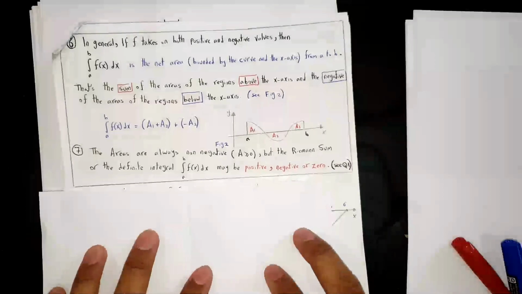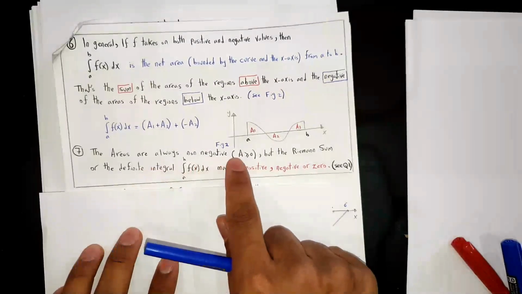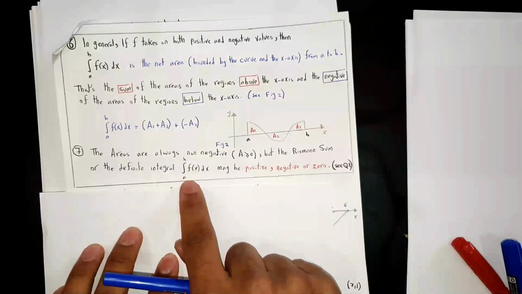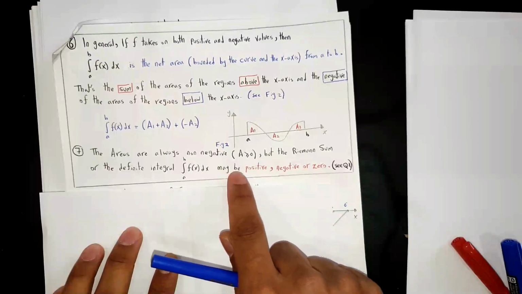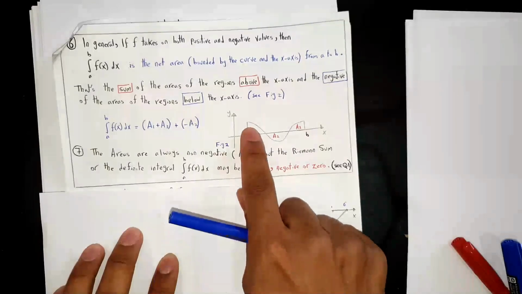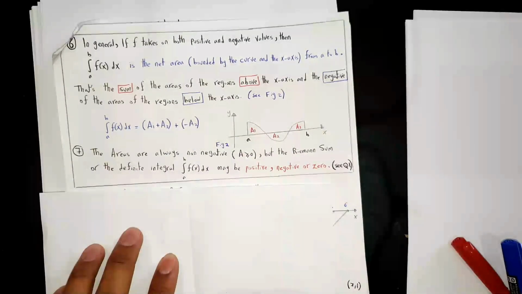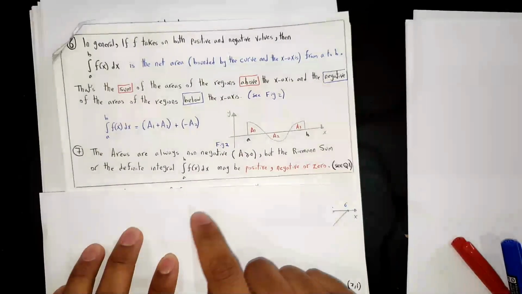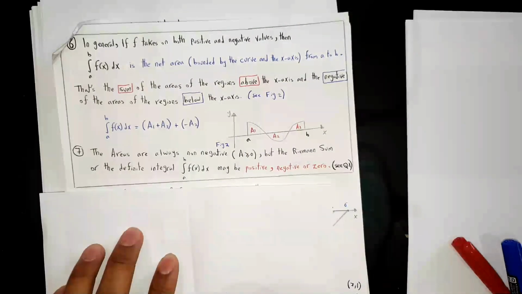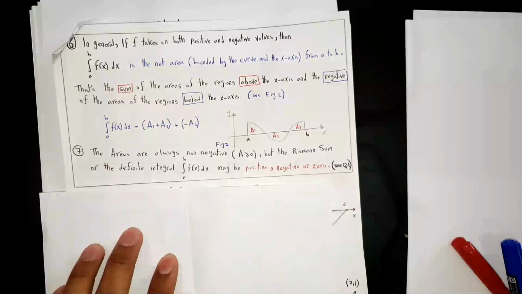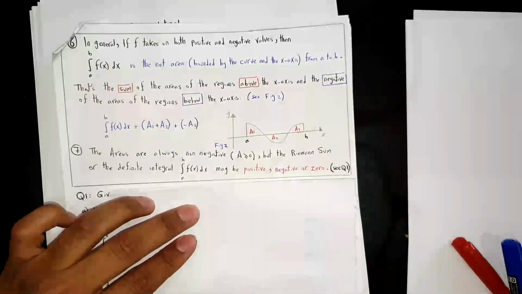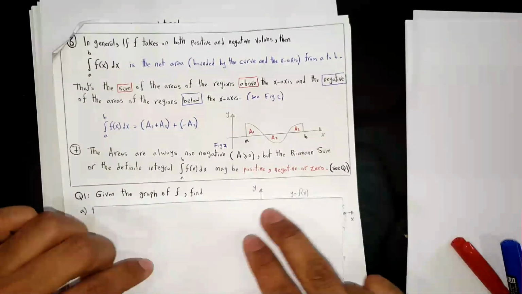Note number 7. The areas are always non-negative, a greater than or equal to 0. But the Riemann sum or the definite integral of f of x dx may be positive, negative, or 0. The integral of f of x will be positive if the areas above the x-axis are greater than those below. And it will be negative if you have the other way around. That means the areas below the x-axis are greater than those above. And it will be 0 if the areas above the x-axis are equal to those below the x-axis. Let us see an example quickly.